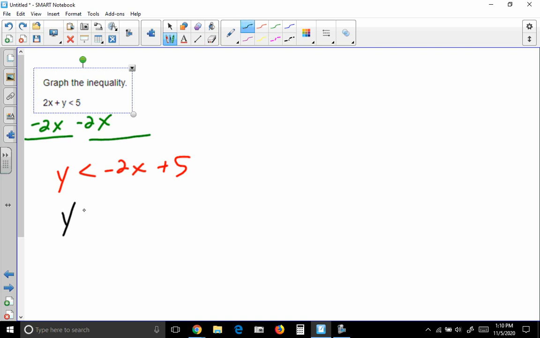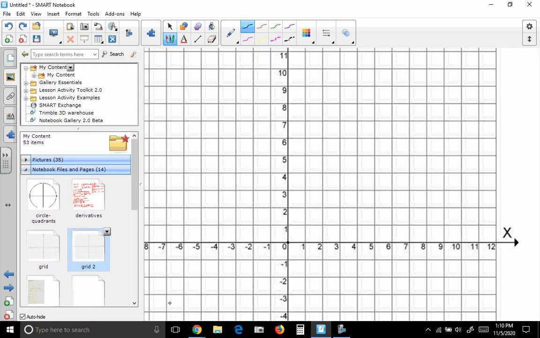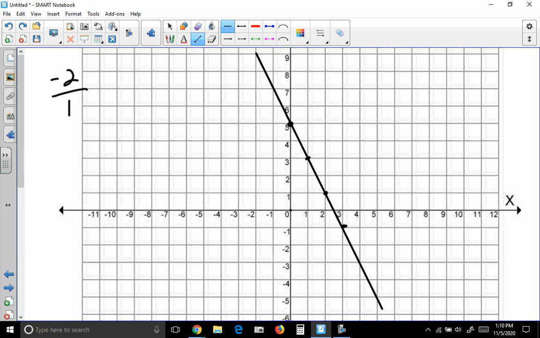All right, so our boundary is going to be y equals negative 2x plus 5. So our y-intercept is at 5. Our slope is negative 2, or as a fraction, negative 2 over 1. So let's graph that. Here's our y-intercept. And if our slope is negative 2 over 1, we go down 2 over 1, down 2 over 1, down 2 over 1. And then we can just draw a line through those points.